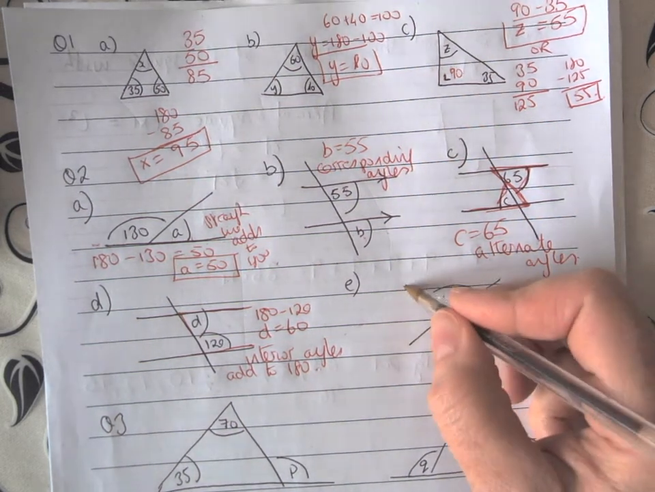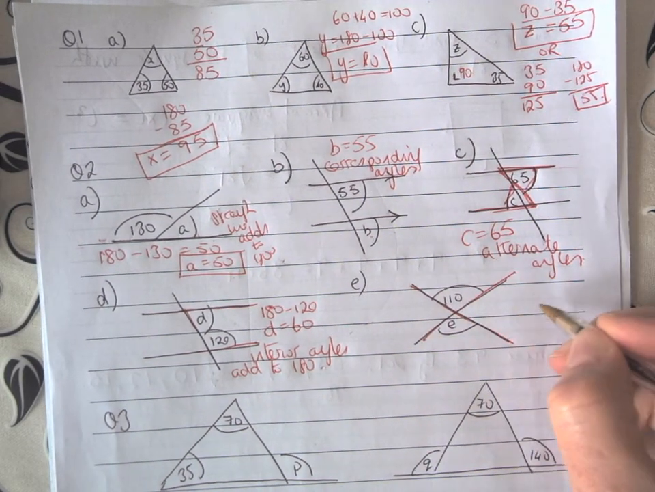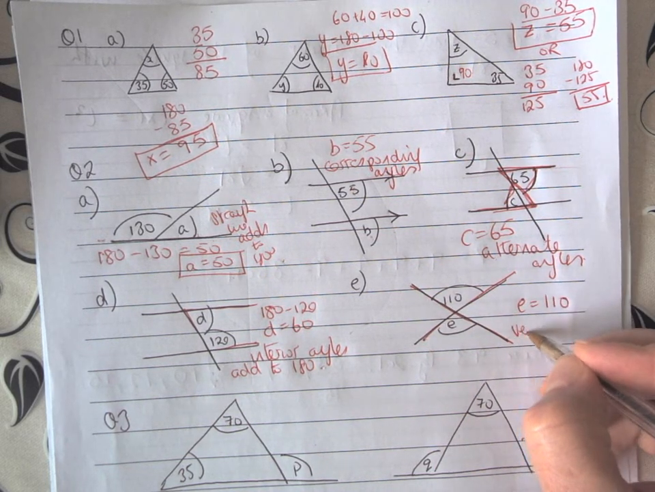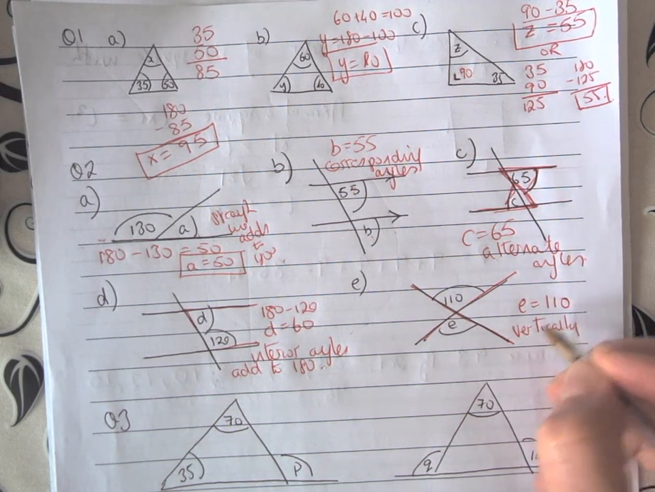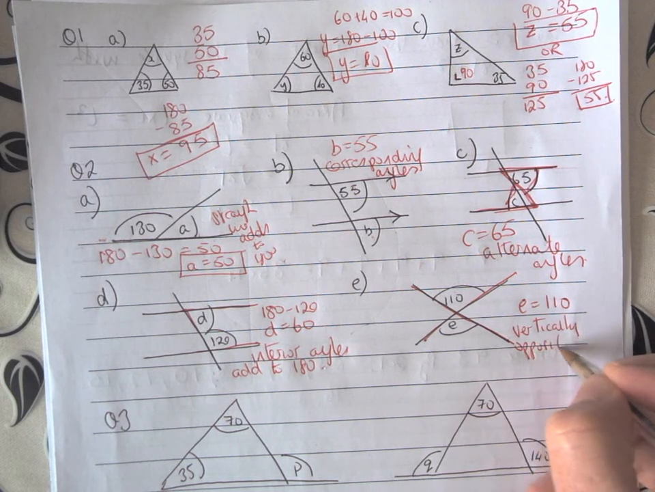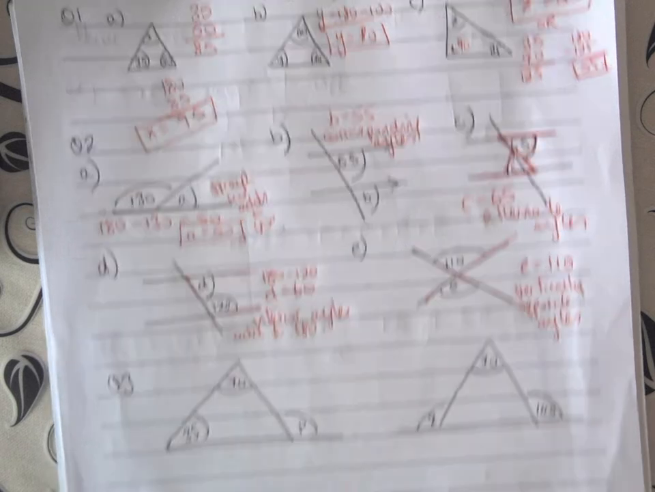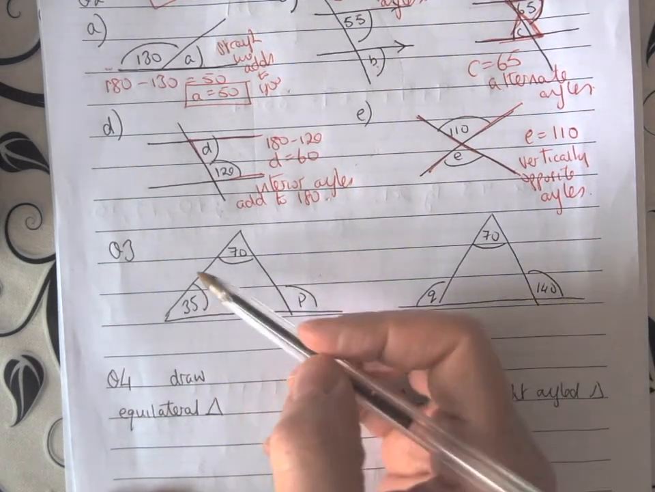And the last one is vertically opposite. Okay, when you have the X shape, angles opposite each other are equal, so E is equal to 110, vertically opposite angles. Okay, question 3 then was to find P and Q in the diagrams.